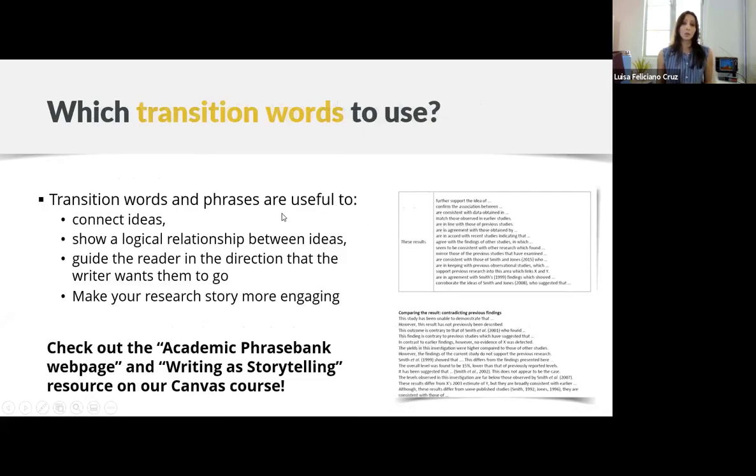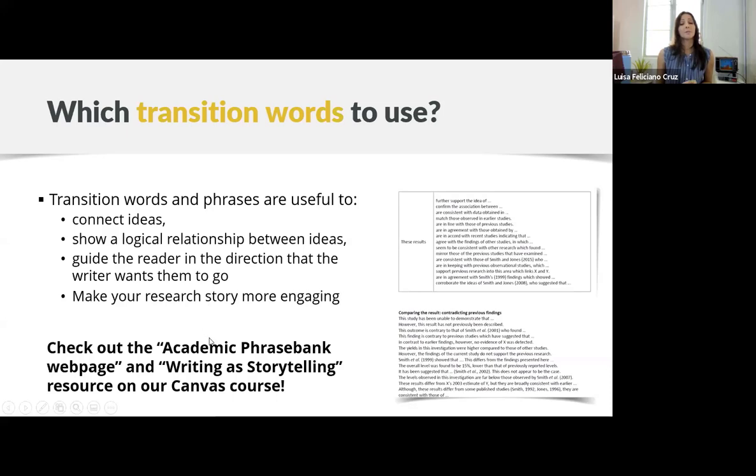In terms of transition words, of course, they're super important because they help us connect ideas and they're going to show a logical relationship between them. And it's going to help us get the message across to the readers. So it's our job to make the reader's job easier and we do that by doing concise, coherent writing. So these transition words are important to make the research story more engaging.